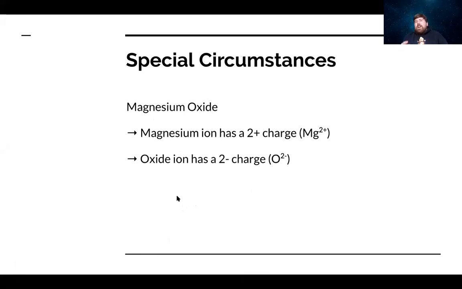So if we were doing the cross-down method, the formula that I would create for this would be Mg2O2. If you have an ionic compound, the ratio that they come together in is always going to be the smallest whole number ratio, so it's 1-to-1. The formula for magnesium oxide in this situation would be MgO.